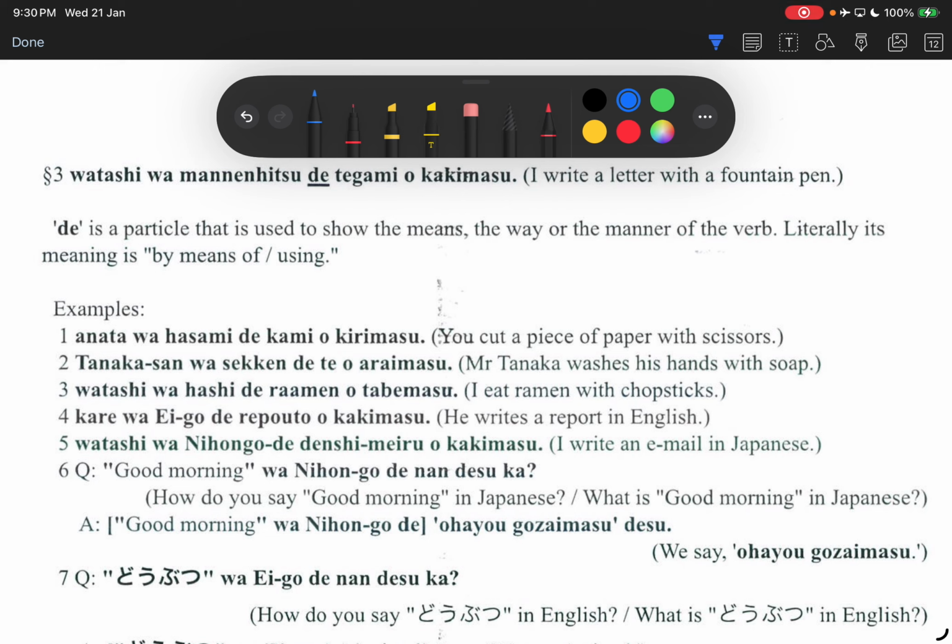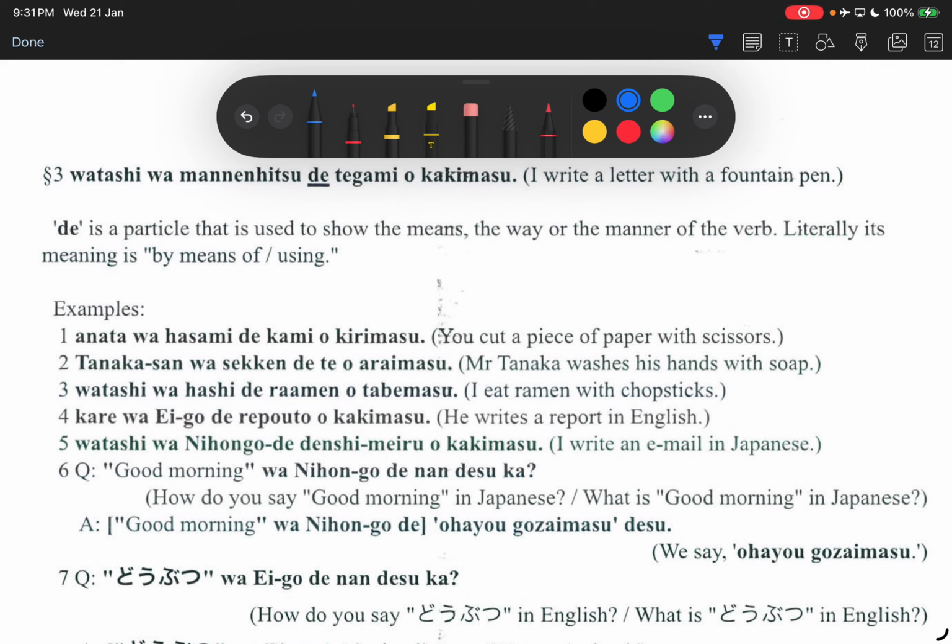私は万年筆で手紙を書きます。So now we have another de here. It's the same hiragana character, but it has a different meaning and different use. This one means by means of, by method of, by utilizing something. Just now we had a mode of transport, right? By bus, by train, by plane. But now think of it as I want to write a letter using what? By what?